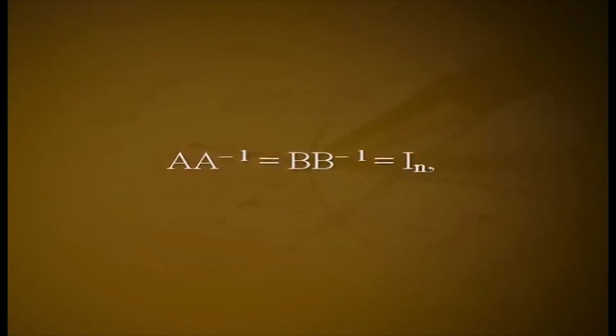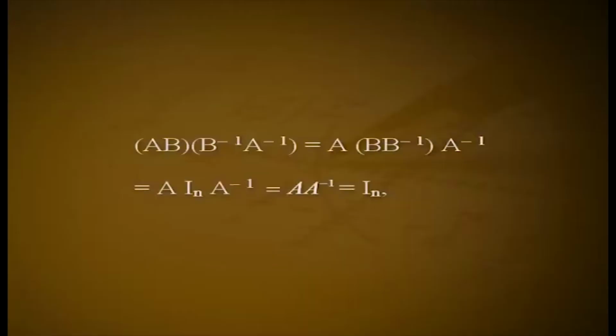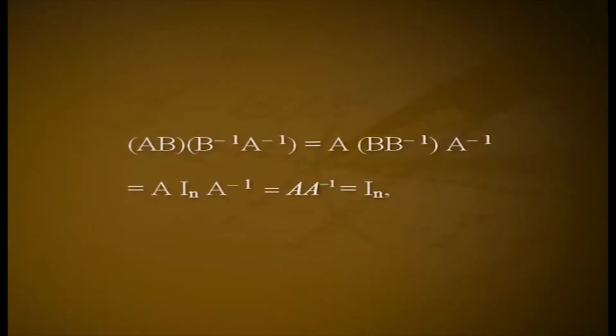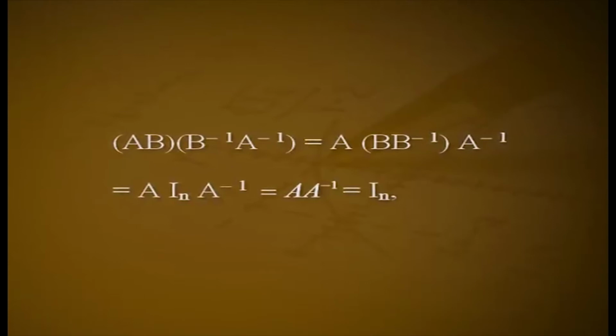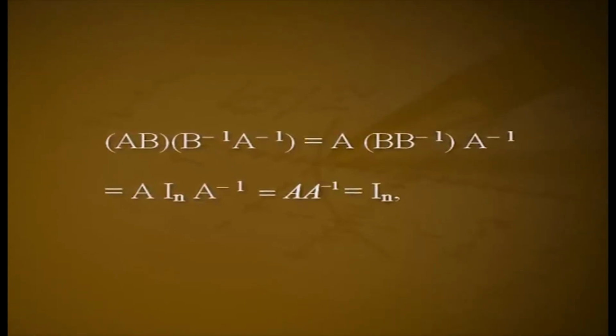Let A, B belong to S. Then A and B are invertible matrices of order n, and A inverse and B inverse exist and are in S, and also A A inverse = B B inverse = In, where In is the n by n identity matrix. Then AB times B inverse A inverse = A (B B inverse) A inverse = A A inverse = In. So AB is invertible and consequently AB belongs to S, showing that matrix multiplication is an operation on S.